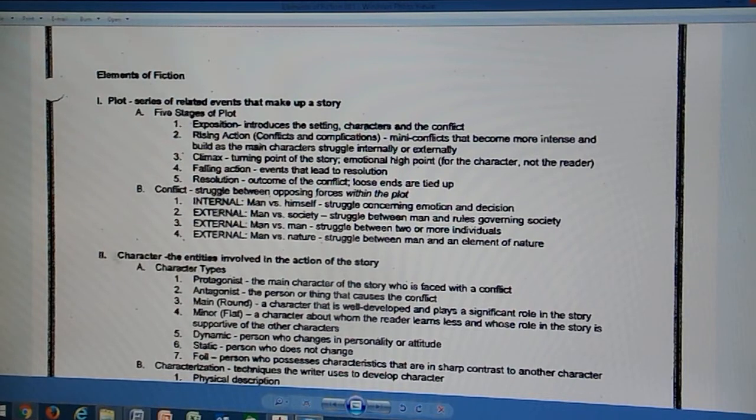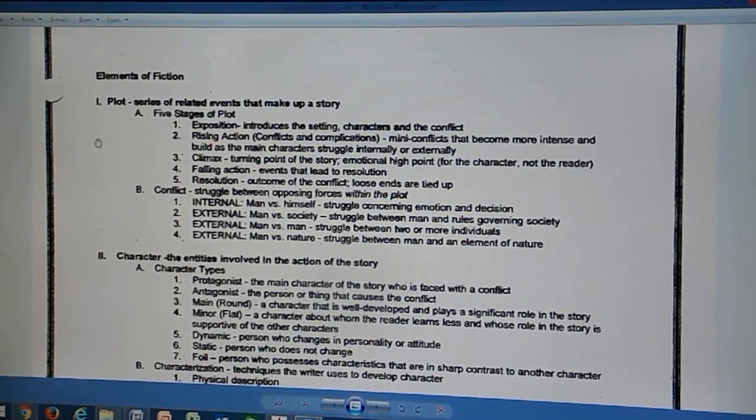I'm going to go straight in order of this handout and just talk about everything briefly. We've already gone over the 5 stages of plot. Remember, you did the foldable that's in your interactive notebook, where you did define the 5 stages of plot and their exposition, which is the introduction to the setting and the characters and the conflict. It's the very beginning of the story. Then you have the rising action, which is where you find out what the conflicts are and you find out what the main one is.